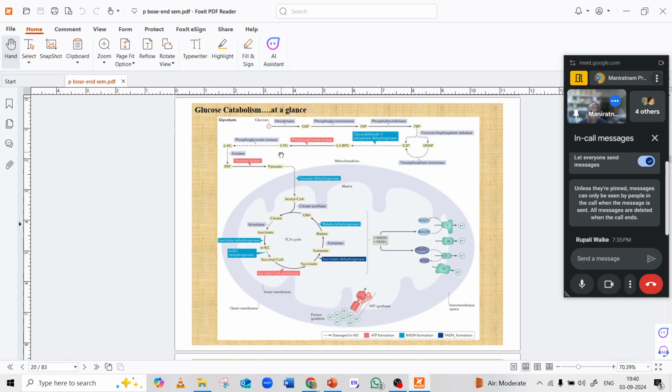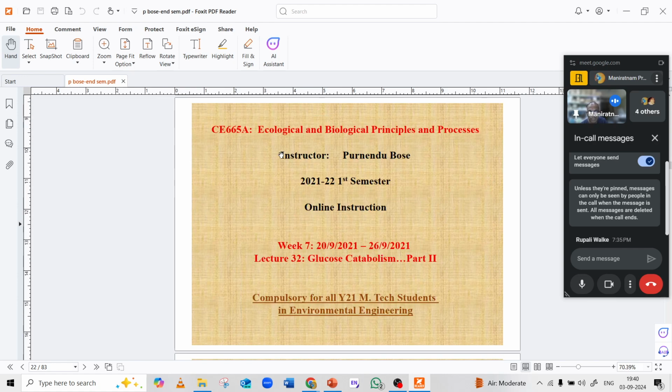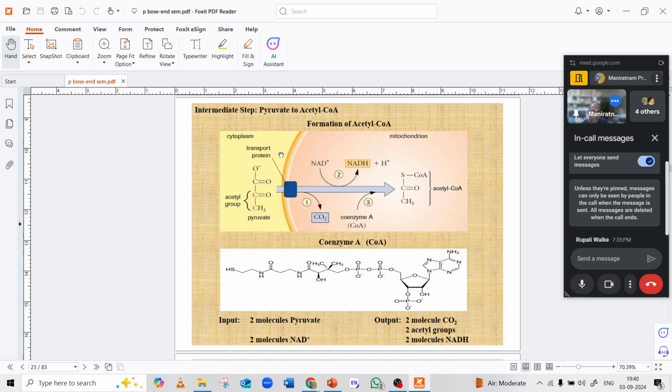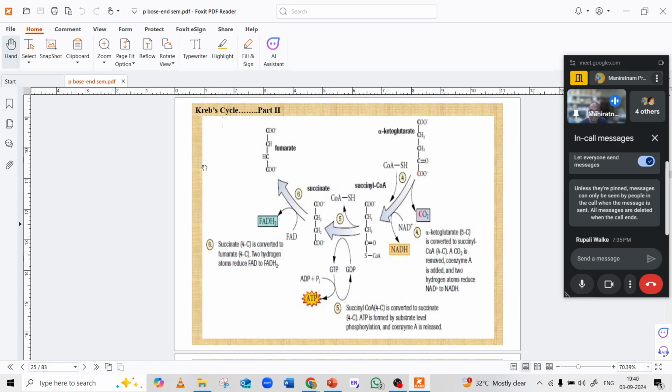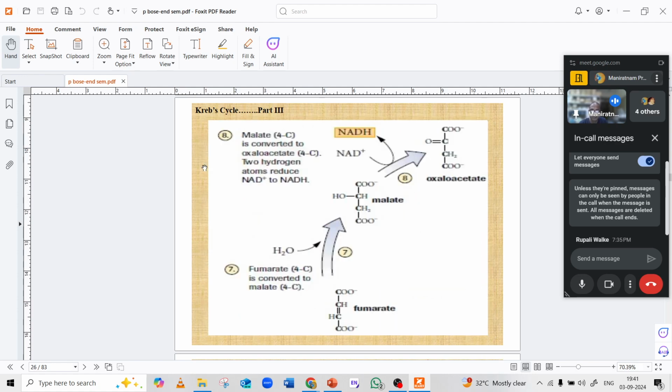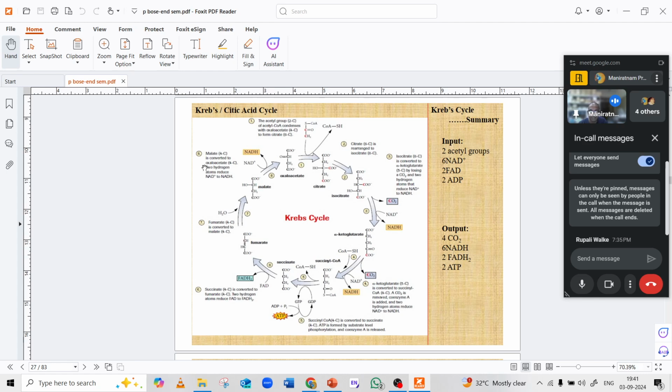But behind that, a very complex mechanism is always going on. I'm not sharing all of it, and if you are in BTech there is no need to know this, but I'm showing it to encourage your curiosity, so that you can get an idea of how things work. Again, this is our Krebs cycle, shown in part 1, part 2, part 3, and finally the complete Krebs cycle.